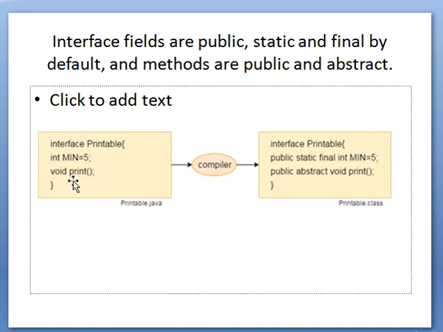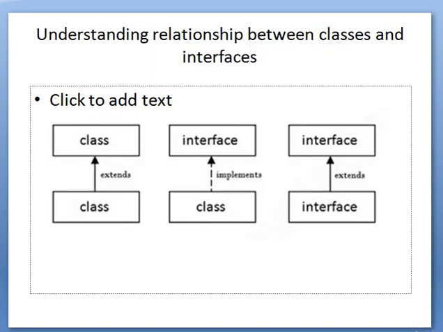In the same way, if you declare a method, print, in an interface, the compiler will keep it public and abstract. It means inside an interface, methods are by default public and abstract. Okay, so this is regarding the interface. Now, how can we utilize that interface? To utilize that interface, this diagram helps you.